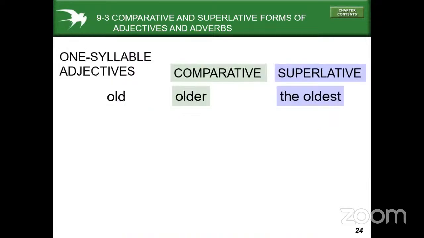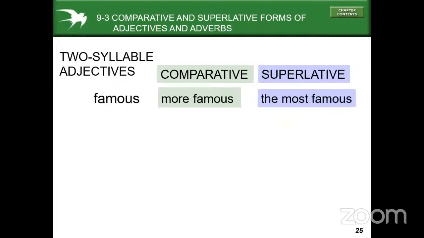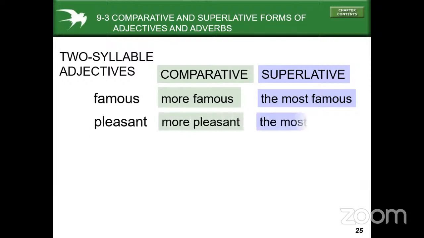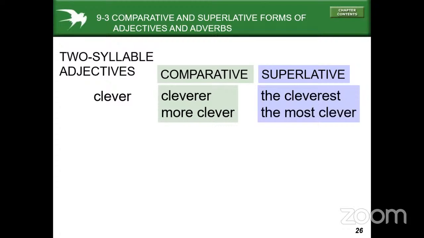So one syllable adjective, for example, old and older, comparative and superlative, right? It's just talking about wise, wiser, the wisest. And then we have ER, EST, right? Just the difference is that. And we have famous and more famous over there. So superlative, the most famous. Pleasant, more pleasant, right? The most pleasant. We use more or the most.